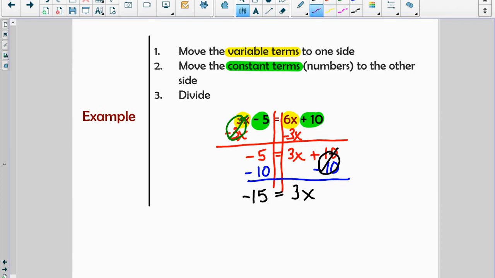Step number 3 is to divide. Since we want to undo the multiplication of 3, we divide by 3 on each side. That's going to leave us with our answer, x equals -5. And that's how we solve two-sided equations when there's variables on each side.